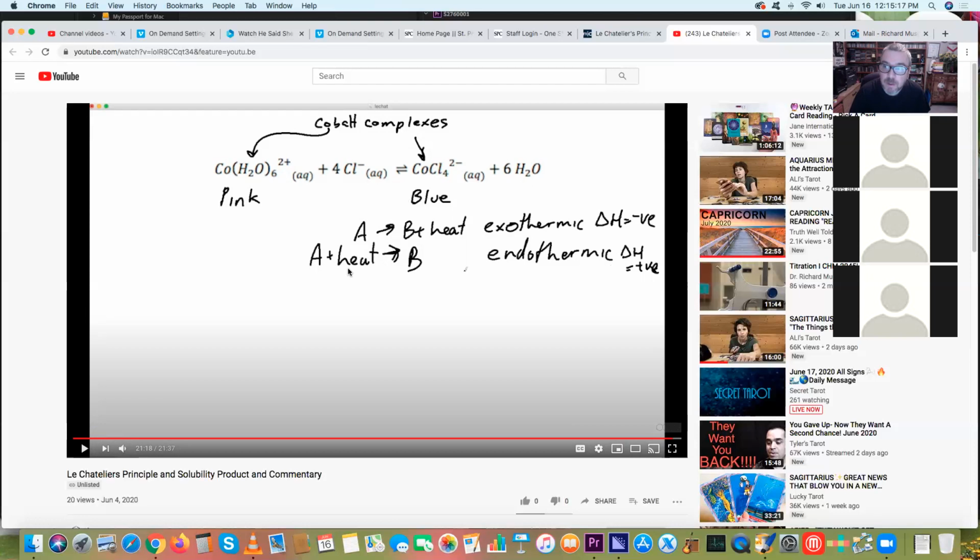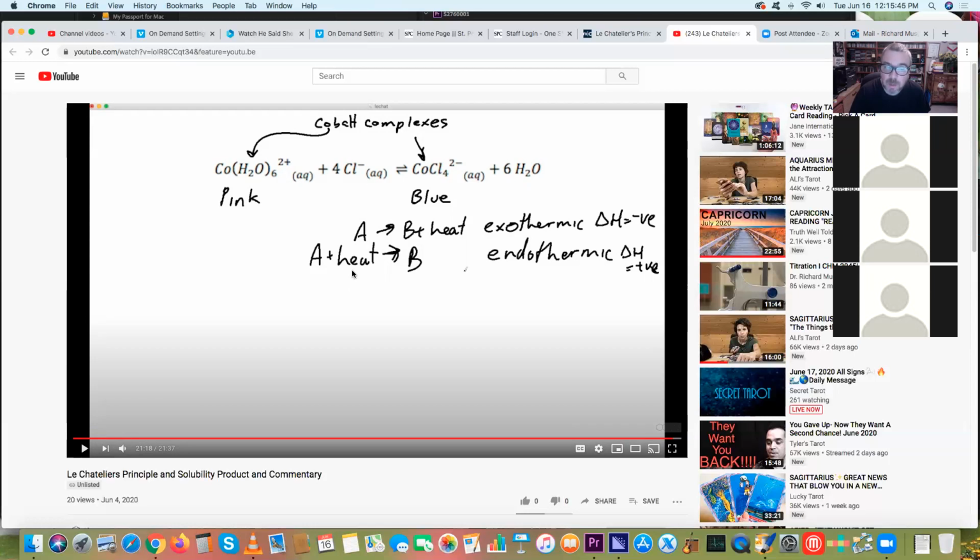So think about it like that. If you're cooling it, you're actually taking heat away. But you wouldn't write it as A minus heat is no heat. You have to add the heat somewhere. Yes, that's right. Either on the reactant side or on the product side. That's correct. I understand. So it's almost like cooling is the inverse of adding heat. I would think of it that way, yeah.